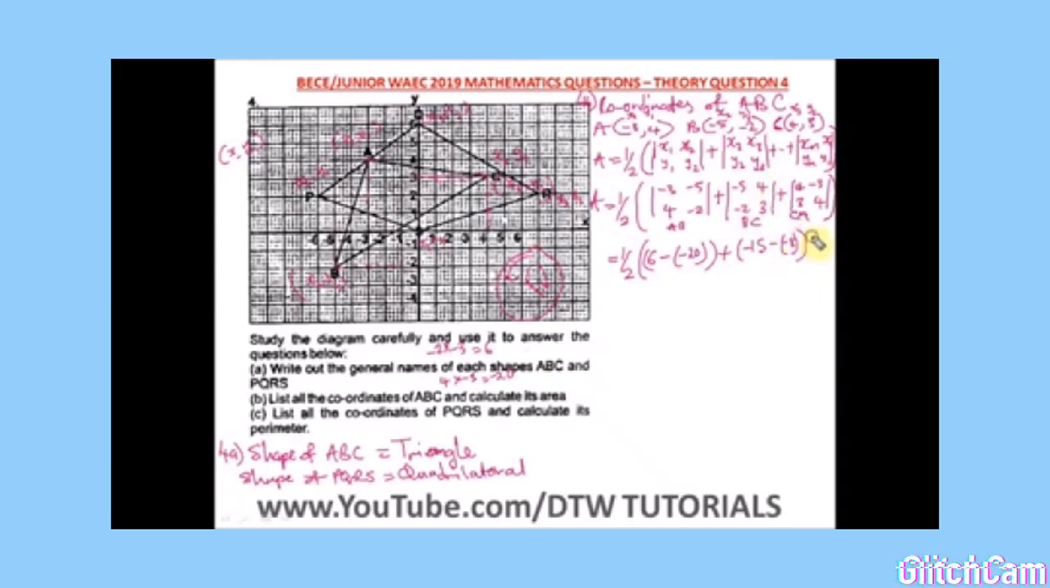Close this bracket. Then we have a plus. Then 4 times 4, what will that give us? 16, okay? Minus 3 times minus 3, that will give us minus 9. All right? And we close this bracket. So let's resolve everything here. So here we have 1 over 2.